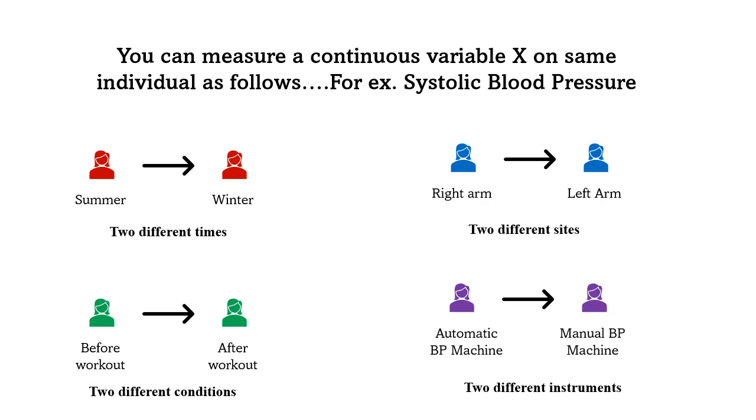So what have you seen in all these situations? That the same individual is measured at two different time points, under two different conditions, for two different sites, or by two different instruments. But the observations in all these cases are paired. That's why we can apply the paired t-test.